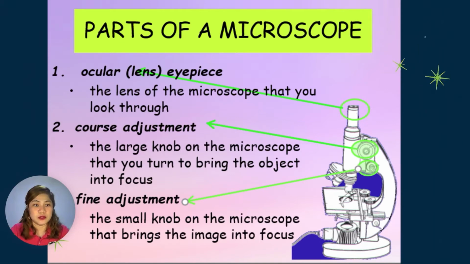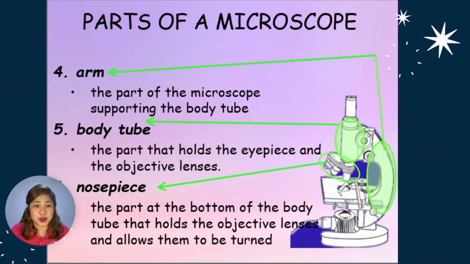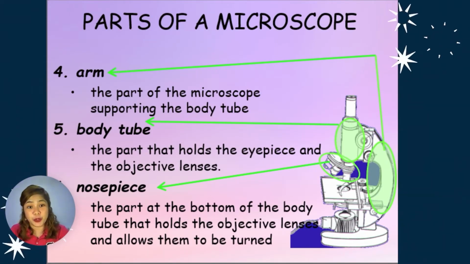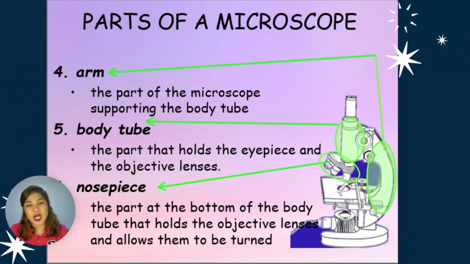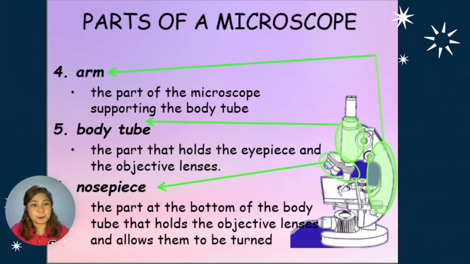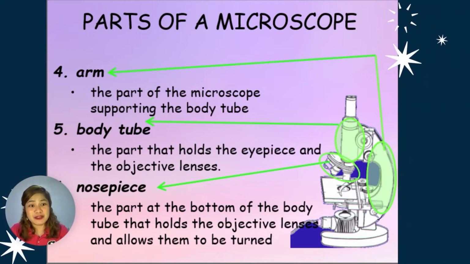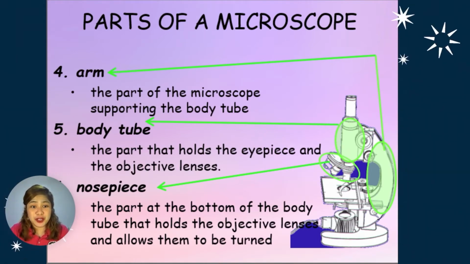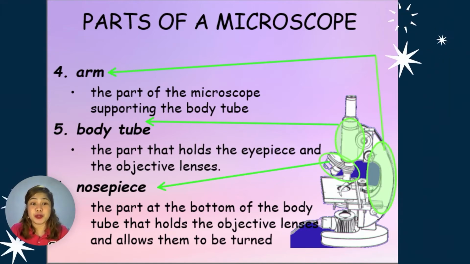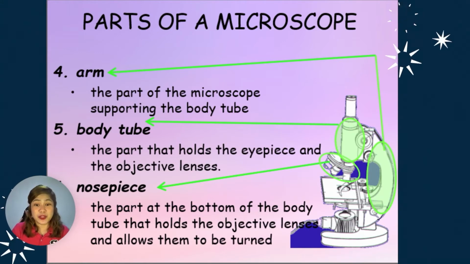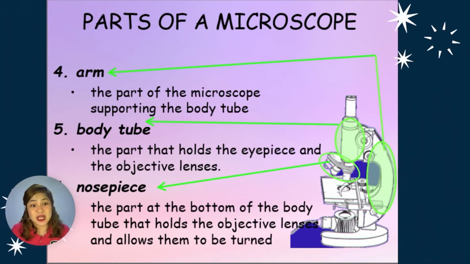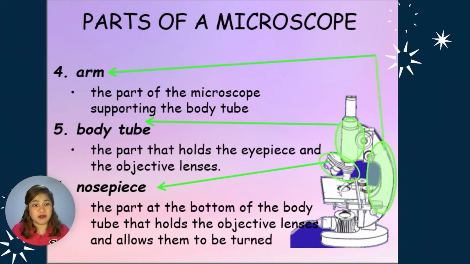Next, we have the arm. It is the part of the microscope supporting the body tube, and it is where you will hold the compound microscope. We also have the body tube, the part of the microscope that holds the eyepiece and the objective lenses. As you can see, it connects the eyepiece and then the objective lenses.